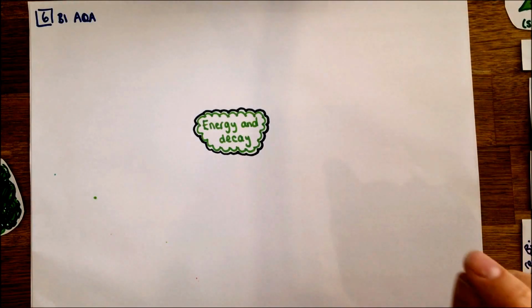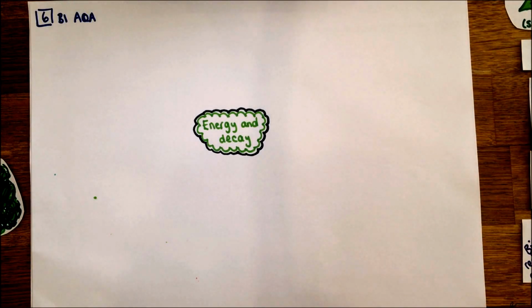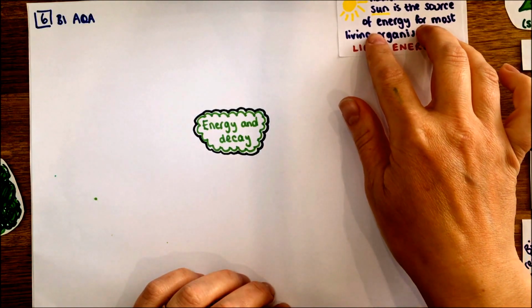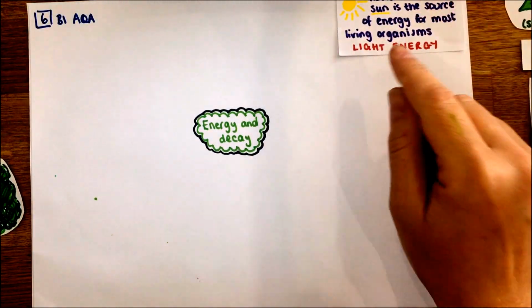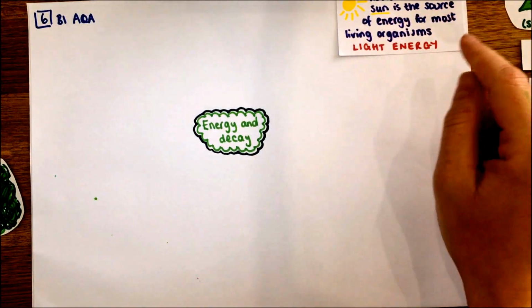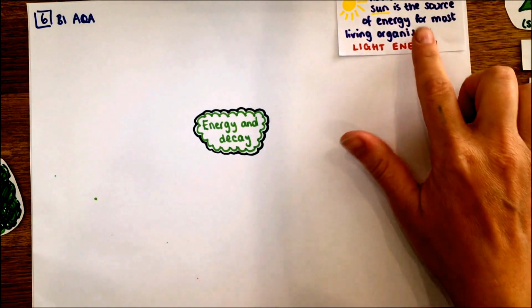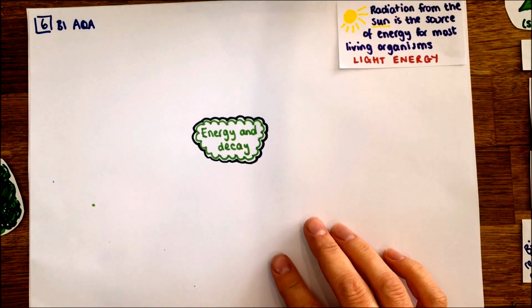Okay, this is chapter 6, energy and decay. In this one, we're going to have a look at food chains and the carbon cycle. So the most important thing you need to remember is that all of the energy for the food chain comes from the sun. So radiation from the sun is a source of energy for most living organisms, and obviously that energy comes in the form of light energy.